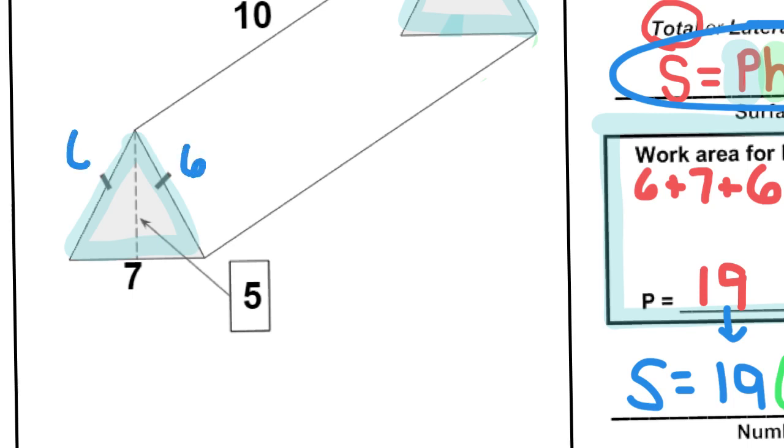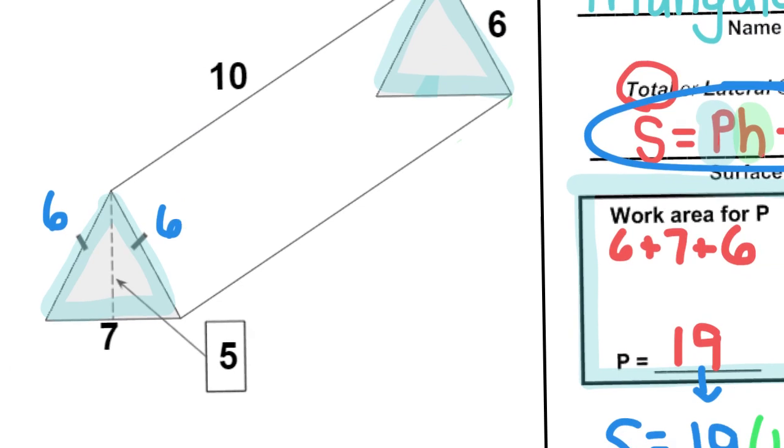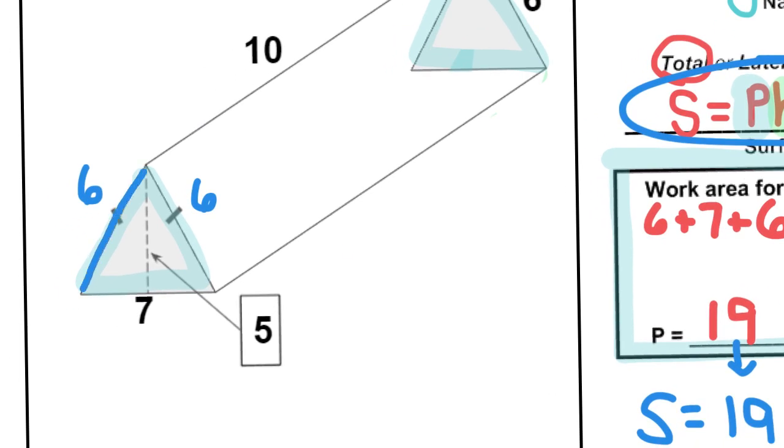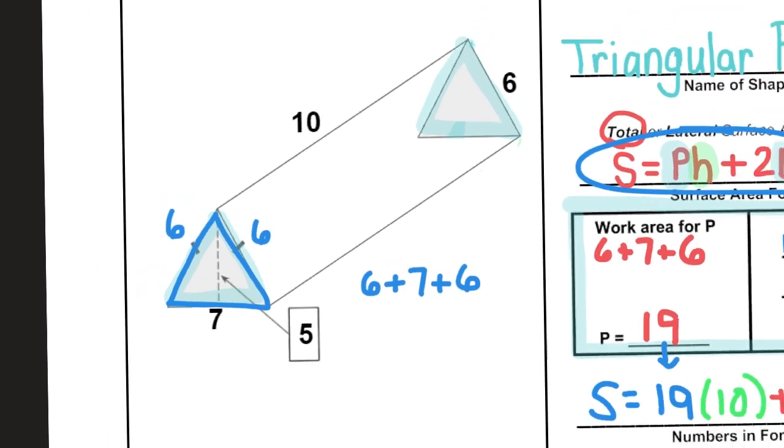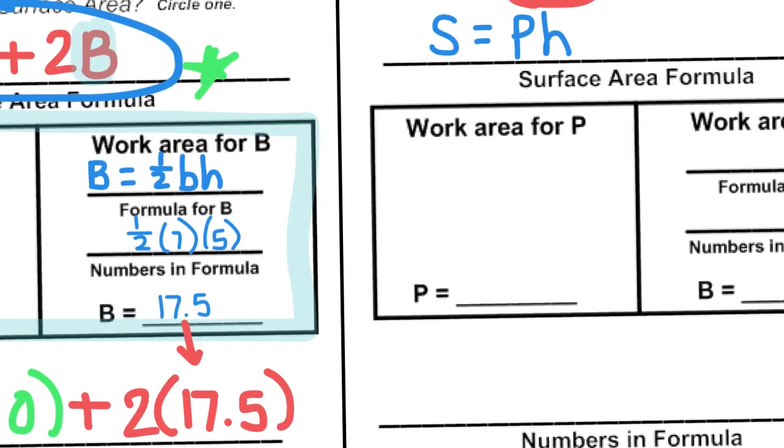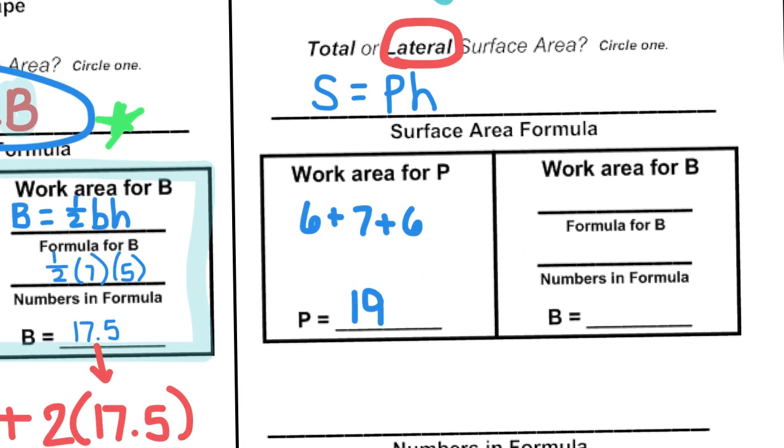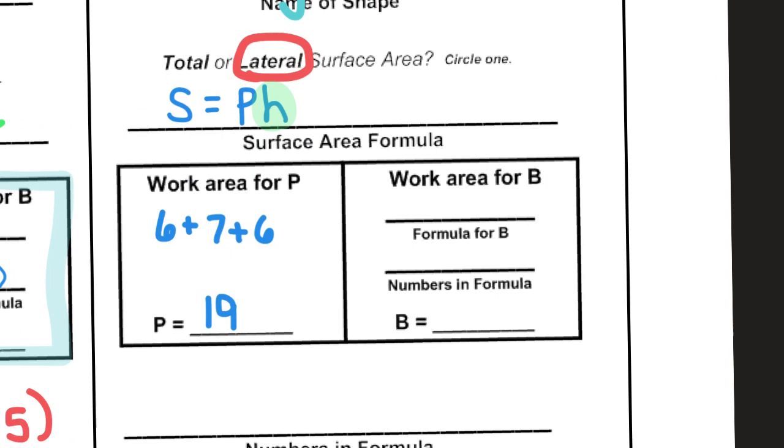We found that these sides are 6. So to find the perimeter, we add up all the sides. So 6 plus 7 plus 6. There are only 3 sides to a triangle, so we will be adding those 3 sides. When we add those 3 sides, we find that the perimeter of the triangle is 19. Now looking back at our formula, we only have to find the height. We do not need a big B, therefore we will not do the big B.